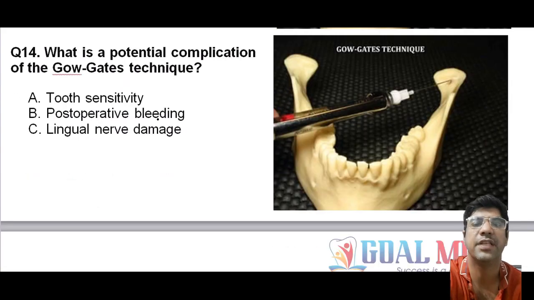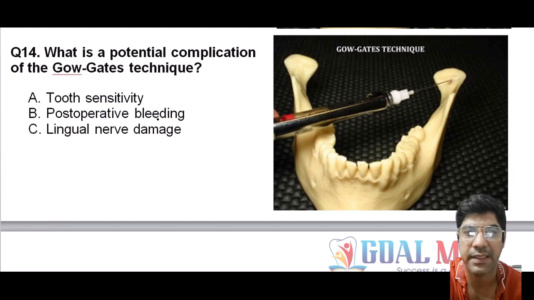What is the potential complication of Gow-Gates technique? The same: lingual nerve damage. The lingual nerve runs in close proximity to the injection site, and that can result in temporary or permanent lingual nerve damage or altered sensation.